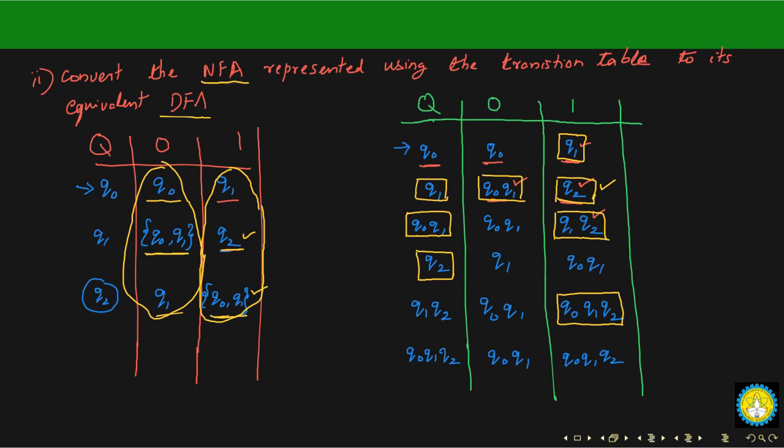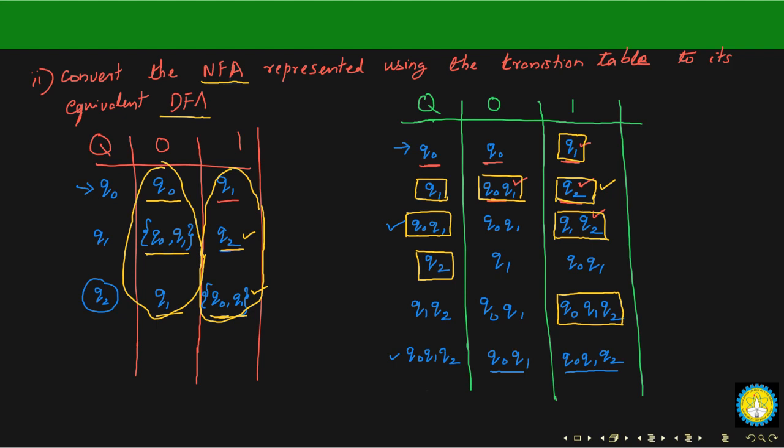Now, when we look at this row, we have Q0 Q1 and Q0 Q1 Q2. These are the states which we have already seen, and we have written their transitions also. Q0 Q1 we have handled here, and Q0 Q1 Q2 is handled here. So there is nothing new in this row, and we can stop the process and then draw the DFA.